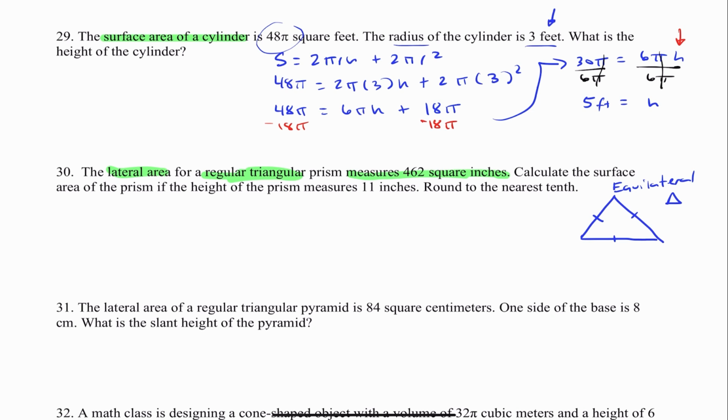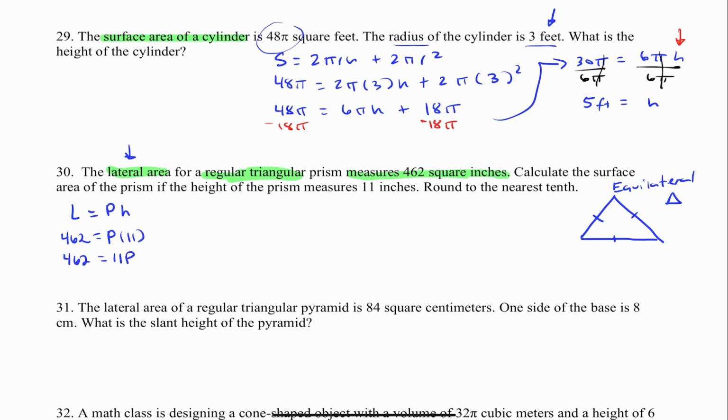So lateral area, L, equals the perimeter of the base times the height of the prism. So we know that the lateral area is 462. We don't know what the perimeter of the base is. Again, the base is an equilateral triangle, so we're going to leave that alone, times the height of the prism, which is 11. So I can rewrite this as 462 equals 11p.